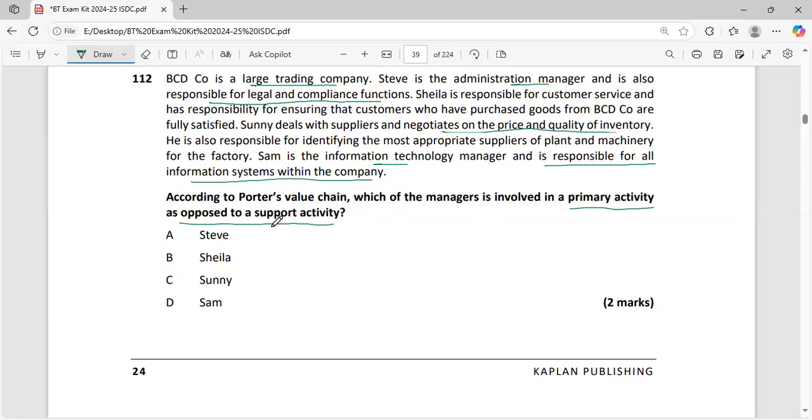So, who is involved in the primary activity? We have Sheila, who is responsible for customer service and has the responsibility for ensuring that customers who have purchased the goods from BCD are fully satisfied. So this is called what? This is called primary activity. Now Sunny is involved in procurement. It is the support activity. Sam is involved in IT. IT, information technology, is a support activity.